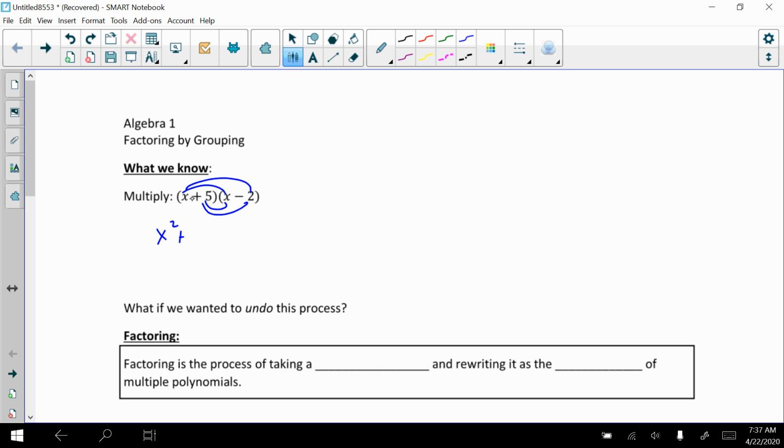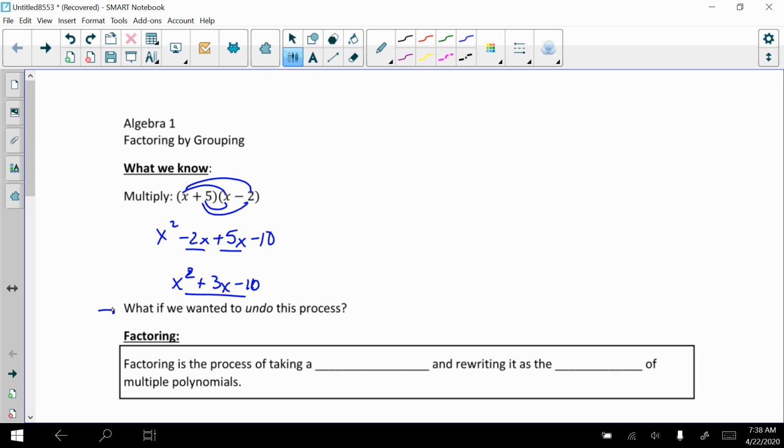Oops, sorry, I messed that up. X times x is x squared. X times negative 2, I just skipped a step. X times negative 2 is minus 2x. 5 times x is plus 5x. And 5 times negative 2 is negative 10. Okay, so that's looking better. And now we have some like terms in the middle that we can combine. Negative 2x plus 5x. That's going to be x squared plus 3x minus 10. And we're done.